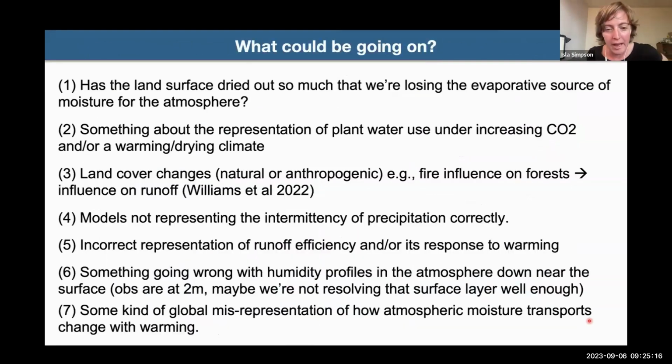So I don't know the answer to what is going wrong. We're hopefully about to start moving forward with this to try and figure it out. I've listed a bunch of suggestions here, which I won't go into in detail, but my feeling is that, because it's so focused on arid and semi-arid regions of the world, the most likely thing is the availability of water from the land surface. But there's still a possibility that it's some kind of transport issue.